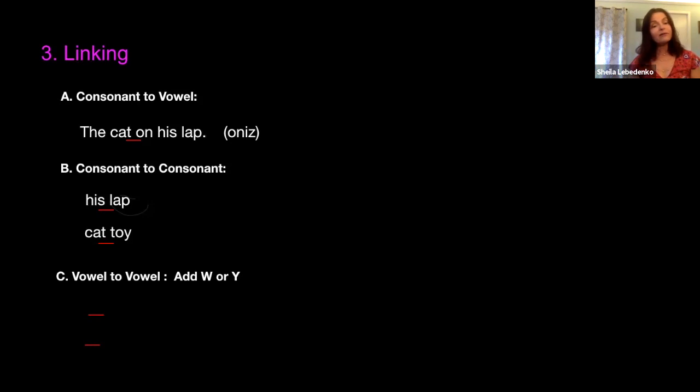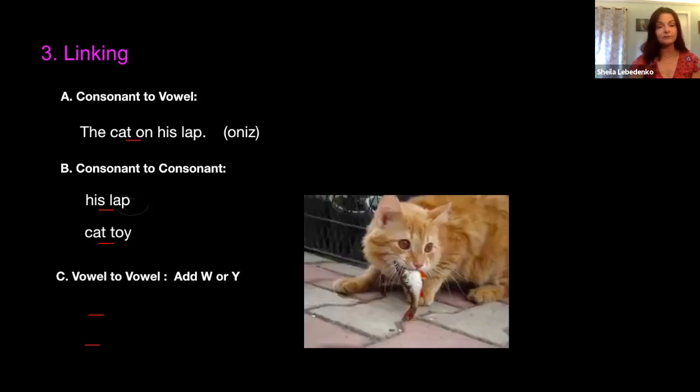And next we have vowel to vowel linking, which is very interesting and is crucial to having smooth English. Leo eats fish. So to connect Leo and eats, I have to connect two vowels. And in this case, I'm going to add a W after an O sound to connect those sounds. Leo eats. If I say Leo eats, I'm disconnected. Leo eats.